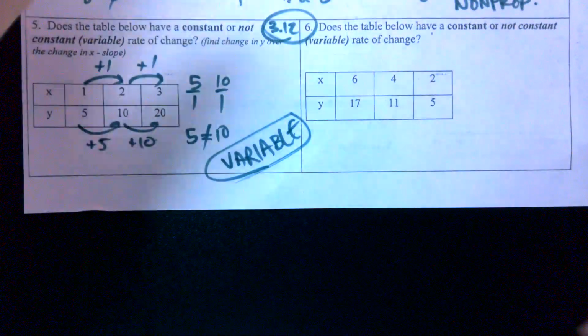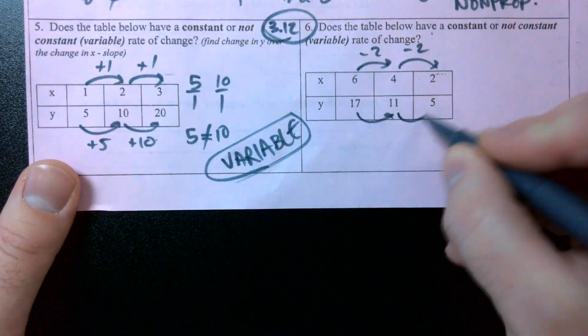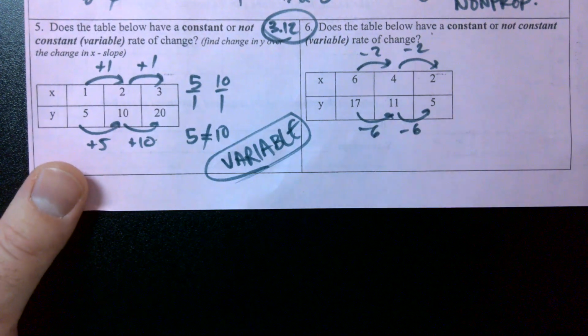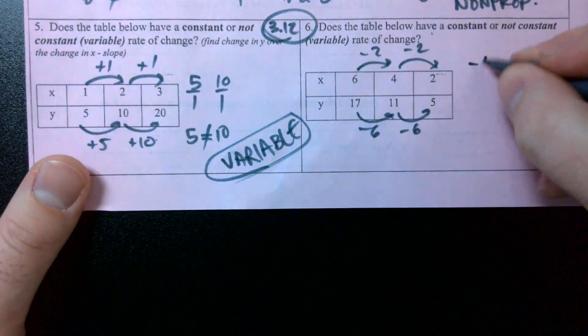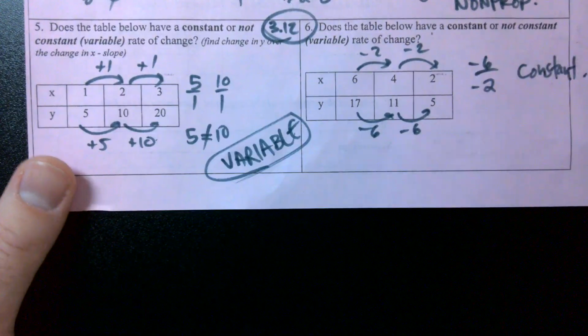On number 6, how do I get from 6 to 4? Minus 2. What about 4 to 2? How about 17 to 11? And 11 to 5 is minus 6. Look at that. Same number across the bottom, same number across the top. It's constant. Now remember, I know I kind of messed up the way I put this.